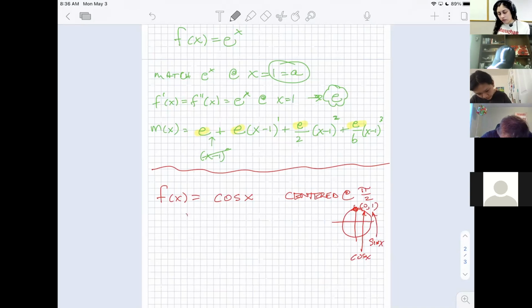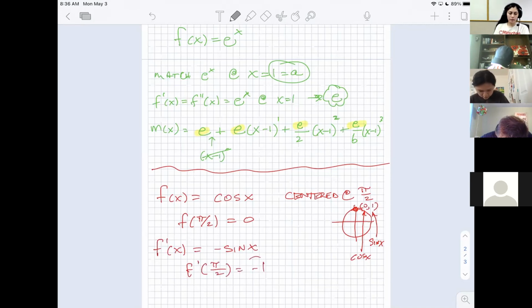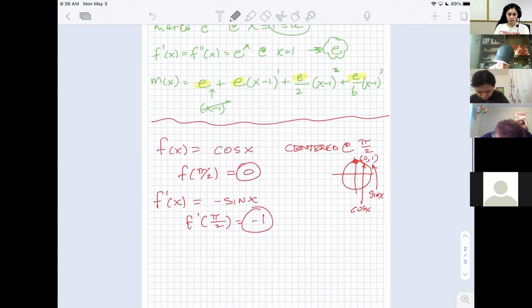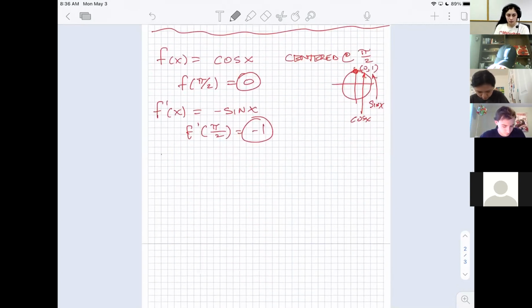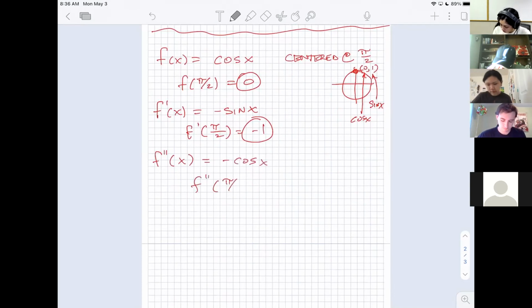So let's see, what do we got? If f of x is cosine of x, then f of pi over 2 is actually 0, cosine of pi over 2. So, oh, that's not good. And then f prime of x, we say the derivative of cosine is negative sine of x. And so f prime of pi over 2, since the sine of pi over 2 is 1 and there's a negative in front of it, then we have negative 1. So these are our coefficients, remember. And then the derivative of the derivative of sine is cosine, and the negative comes along for the ride. So the second derivative at pi over 2 is actually back to 0 again. So there's a term that's entirely missing.